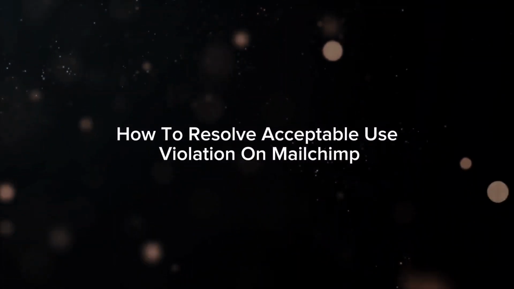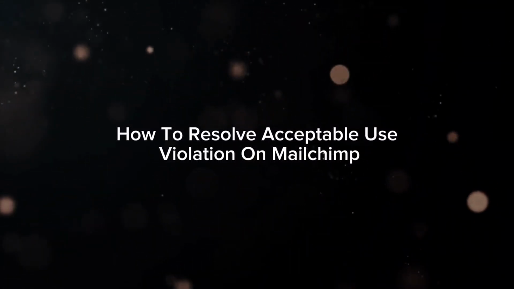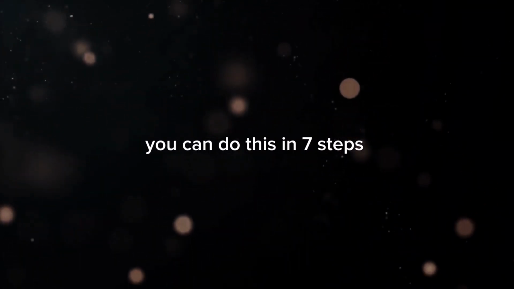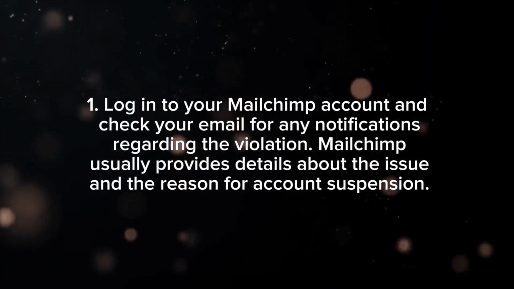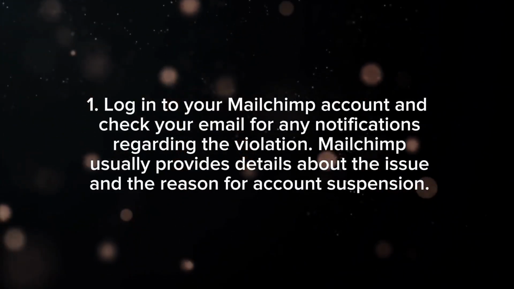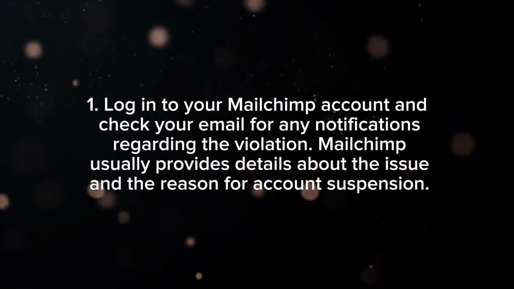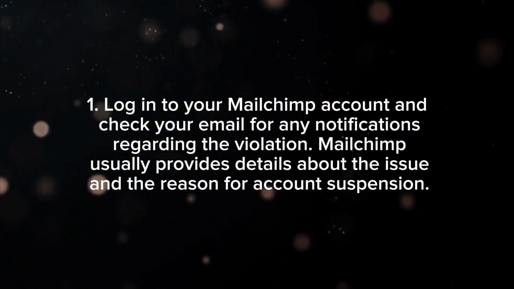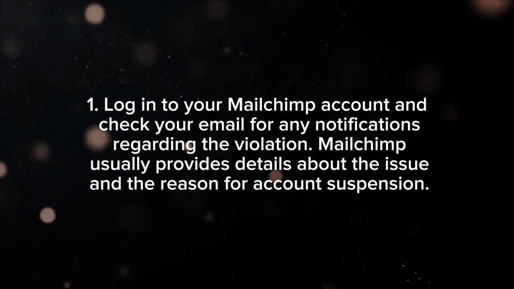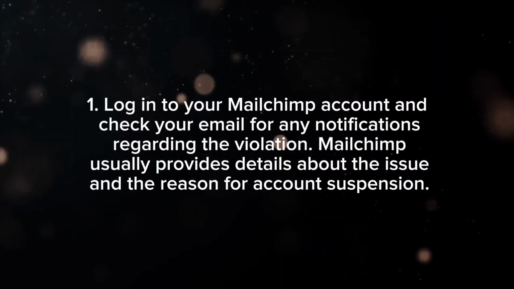How to resolve acceptable use violation on Mailchimp. You can do this in 7 steps. 1. Log into your Mailchimp account and check your email for any notifications regarding the violation. Mailchimp usually provides details about the issue and the reason for account suspension.